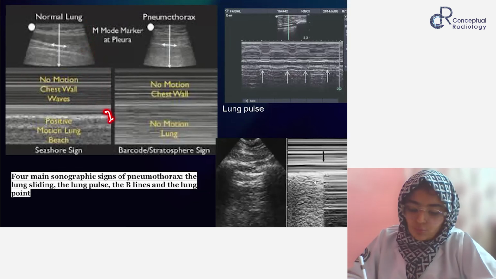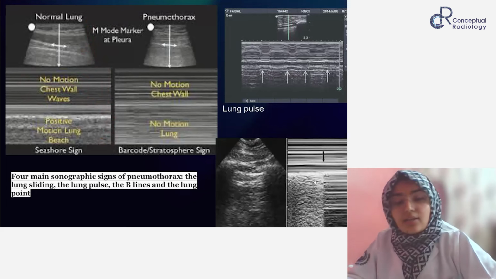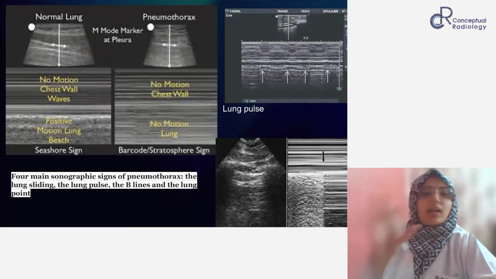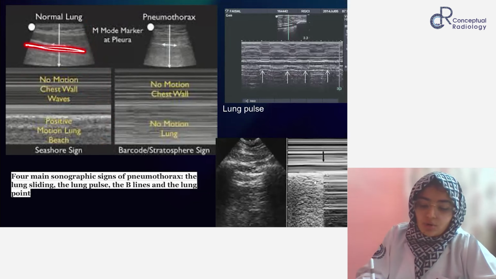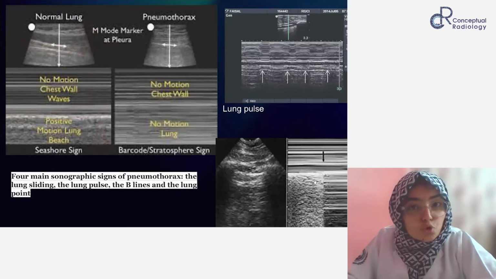So here you can see the positive lung motion. That is the sand. The lung is like the sand, the small granularity. The sand is the lung which is moving. So this is the pleural line. Above this, there is no motion. Below this, there is motion.